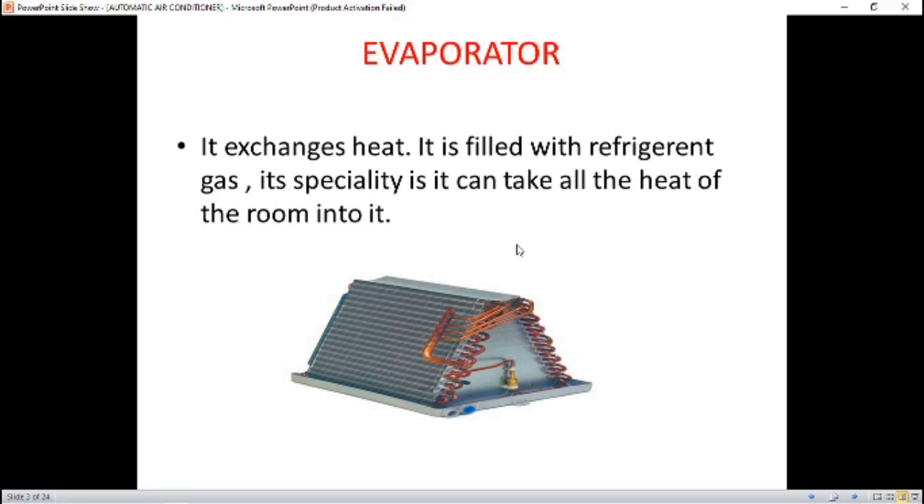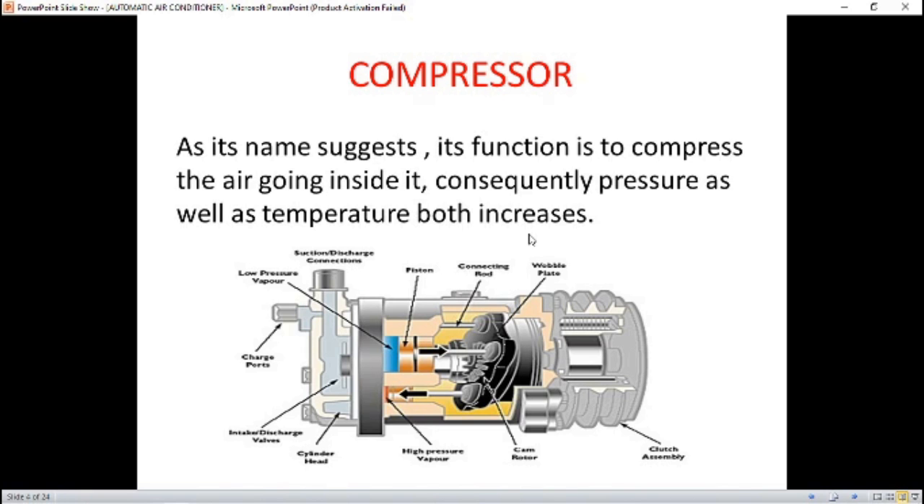Now its main working function is that it exchanges heat. It is filled with refrigerant gas. What it does is it takes the heat which is present in the room, and it can just absorb the heat, just like a normal water bottle if we place it inside a heated temperature, the evaporator. Now as the evaporator takes away the heat of the room, it sends it to the next component, which is the compressor.